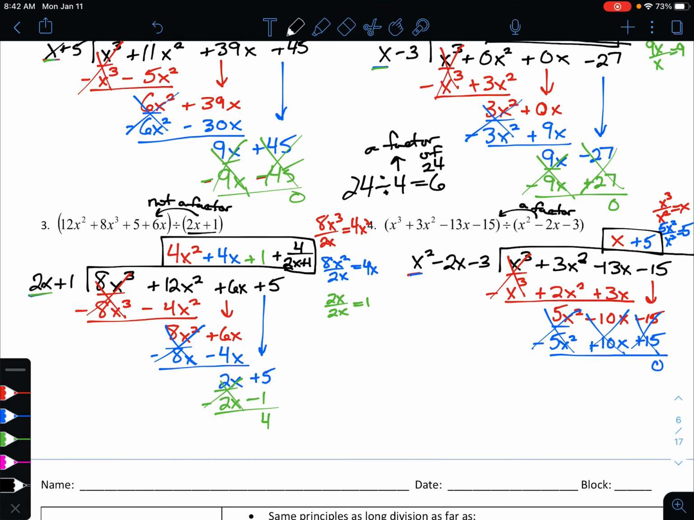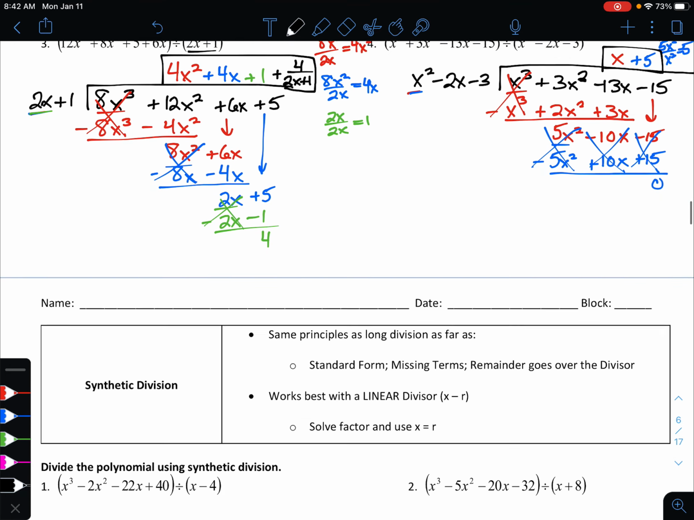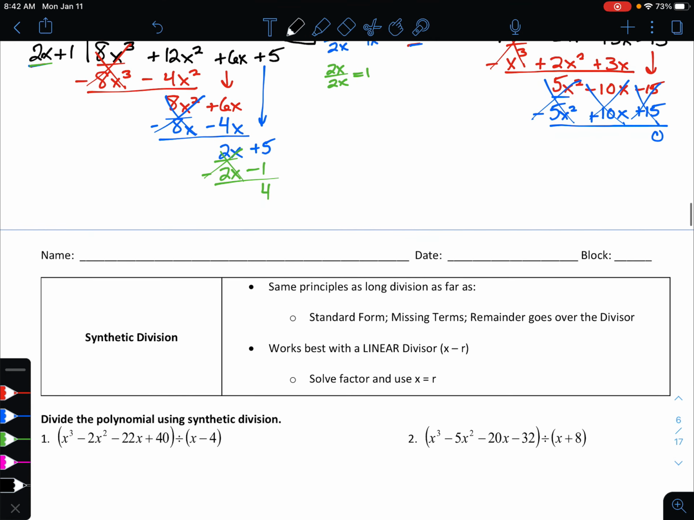All right, guys, that is it for this section of notes so far. We will finish this section in a later video where we'll talk about synthetic division, which is a little bit more simplified approach to dividing. Works really well when you're dividing by a linear divisor.